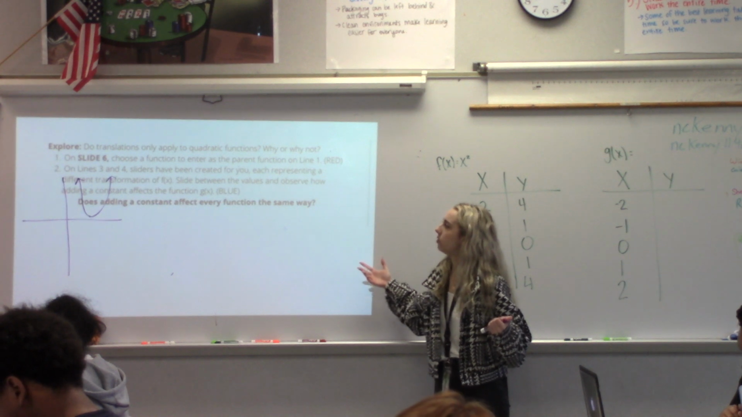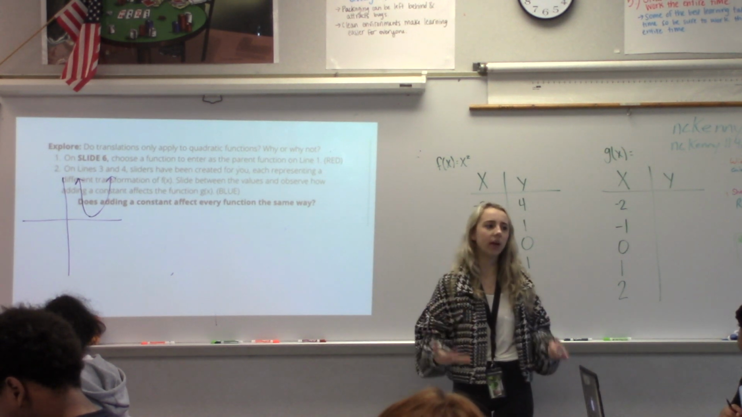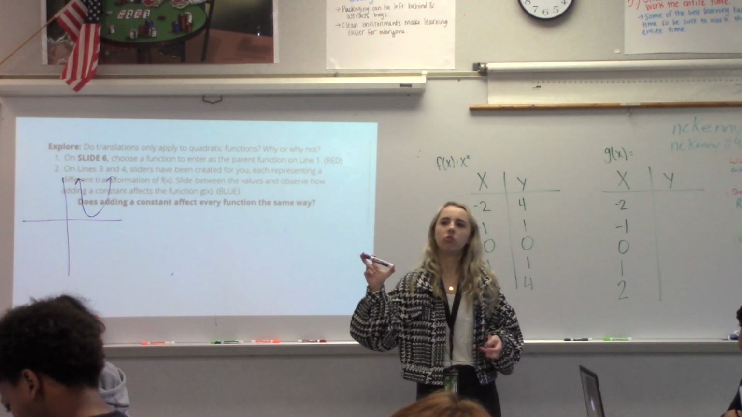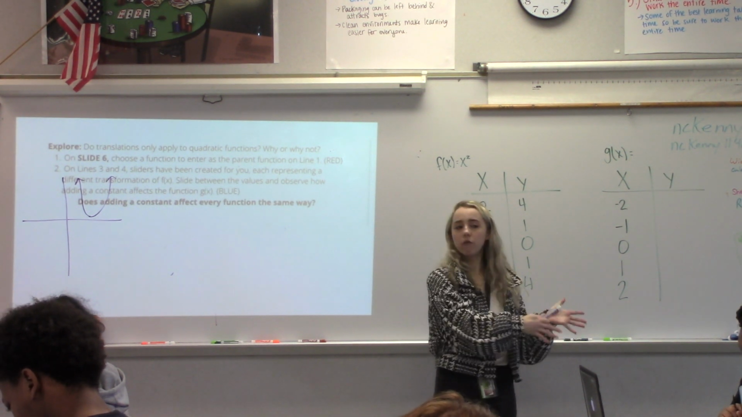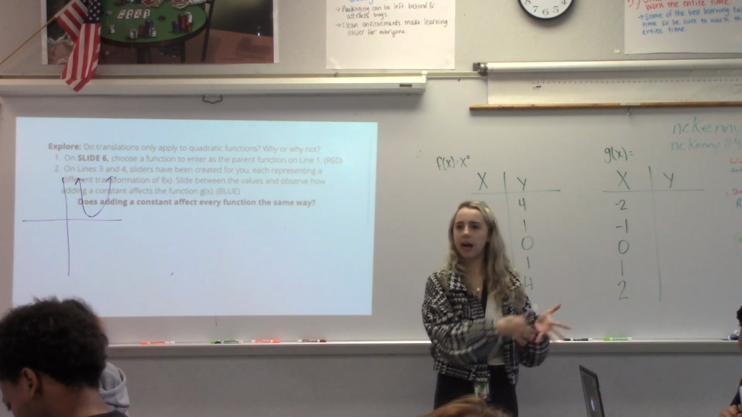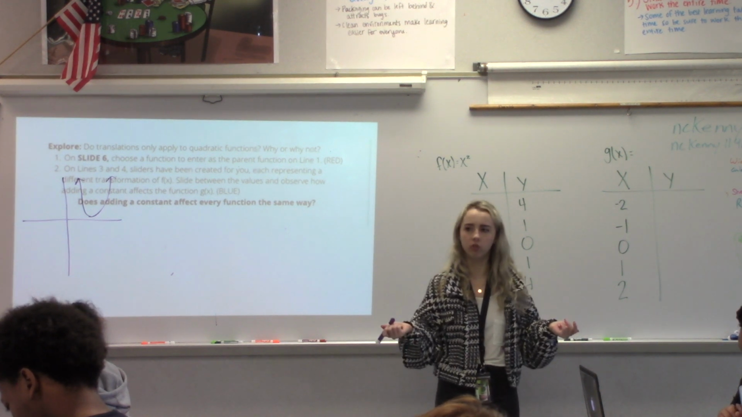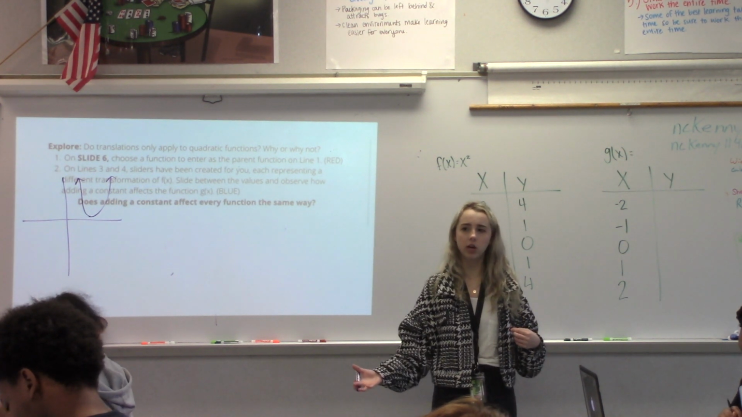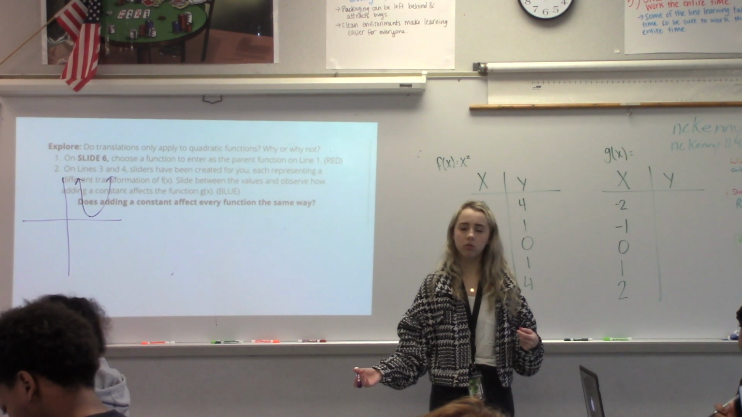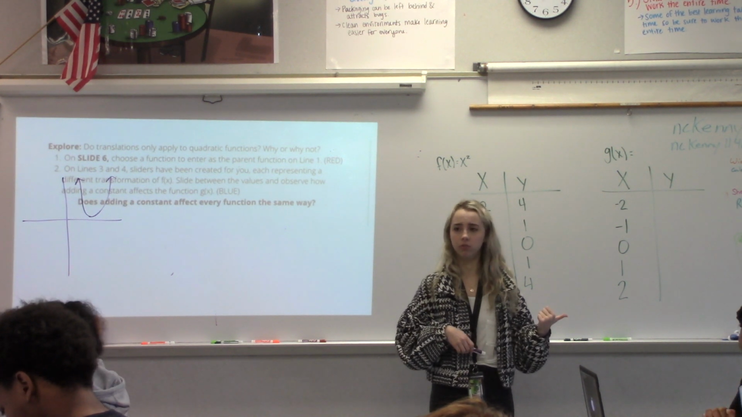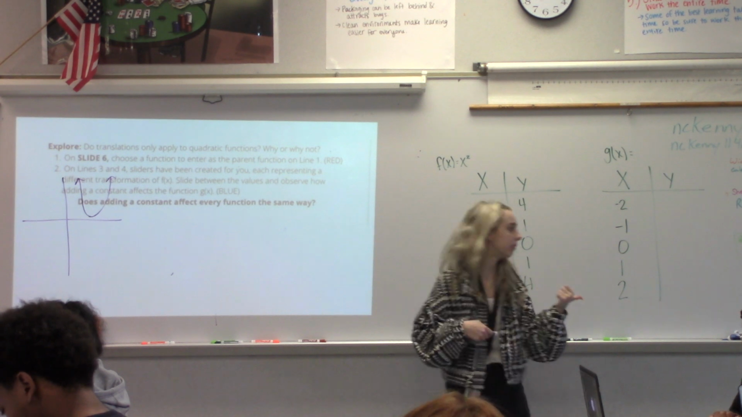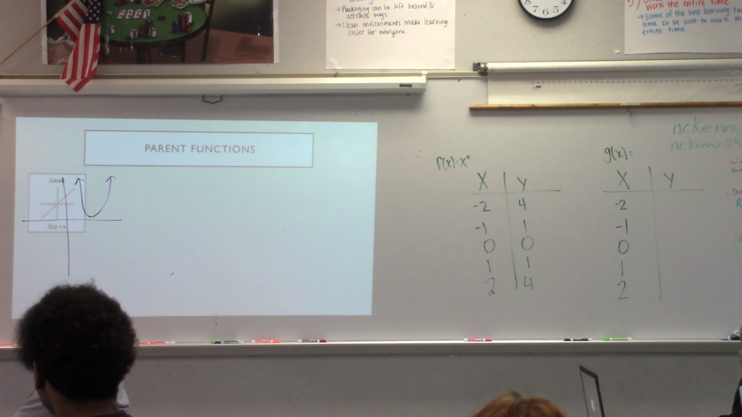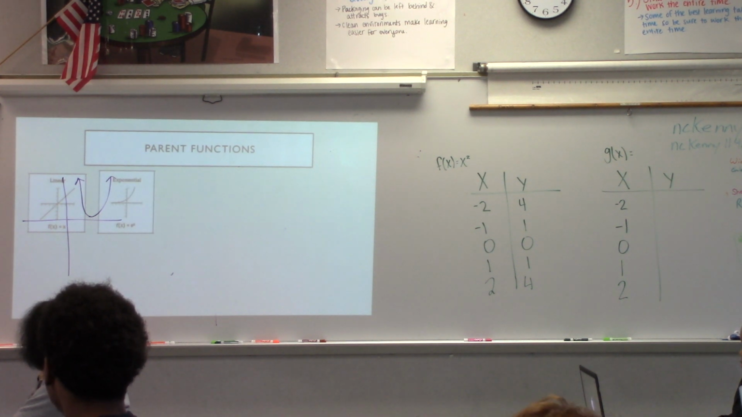Now you're going to explore: do transformations only apply to quadratic functions? So far we've used the quadratic function as our parent function, y equals x squared. Can you give me examples of other parent functions that you know? You just took a test yesterday on linear, exponential. Okay, so we've got linear, exponential, and other kinds of functions.